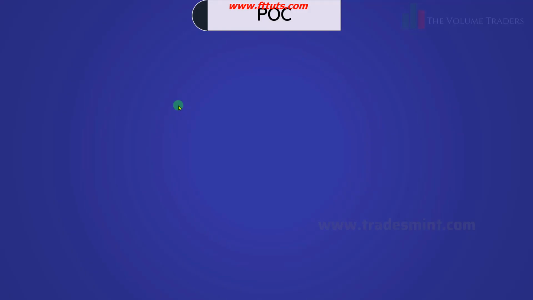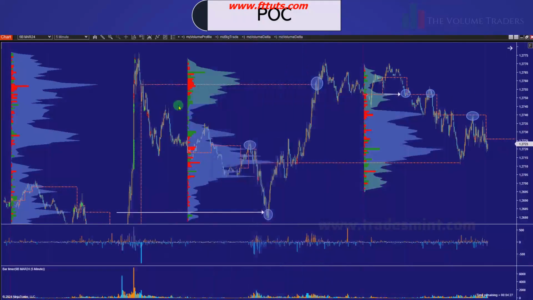Next, the point of control. It is also based on the volume profile. It's one of the additional tools inside this package, and it is the price level for the time period with the highest traded volume. And it's changing during the day.